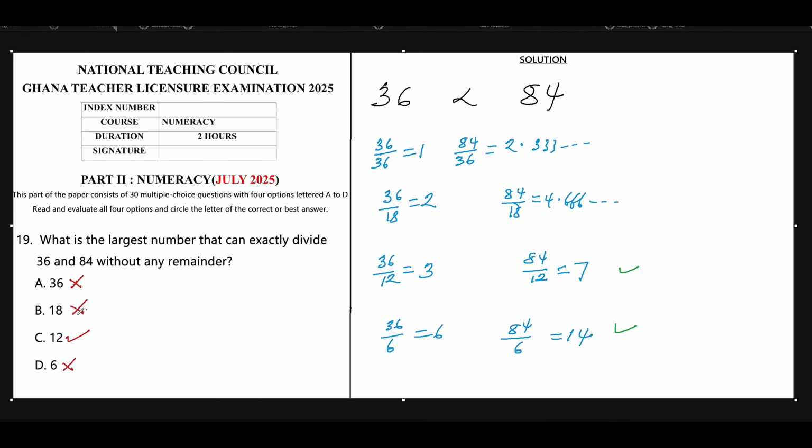But remember, the largest number that can exactly divide 36 and 84 without any remainder is the highest common factor of 36 and 84. So you could have also calculated the highest common factor for 36 and 84, and that will also give you 12. You can also try that on your own.